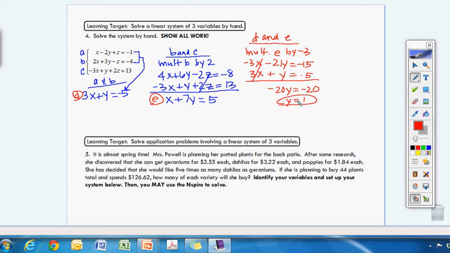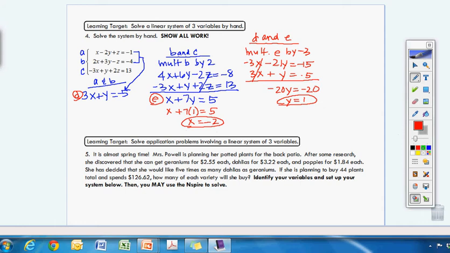Okay, I'm going to take y equals 1 and plug it right into E because then I can get x by itself real quick. So here I have x plus 7 times 1 equals 5. So x is going to be negative 2.